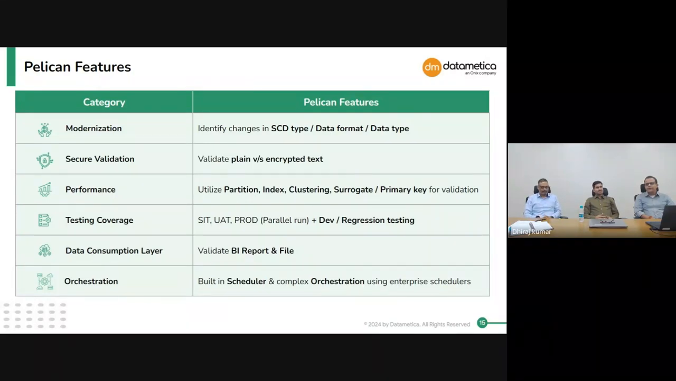Okay, thanks, Deepak. So what next we are going to see is a use case of Pelican. We have so many successful business cases, but we decided to take a case which is live, which has been done recently, and that will give you a flavor of migration as well as usage of Pelican in an operation scenario.